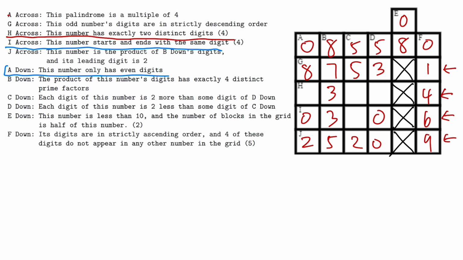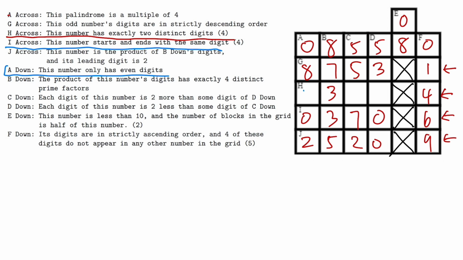Now check this out. We have 5 in D down right here. That means right here, we better have a 7. So it's either here or here. But it cannot be here, because suppose the 7 is here. Remember, H across, this right here has exactly 2 digits. So both 3 and 7 are odd. This right here will contradict with A down. A down says this number has only even digits. So you cannot fill in this right here. So you cannot have a 7 right over there. That means we must have a 7 here.